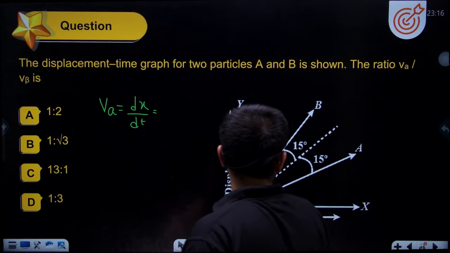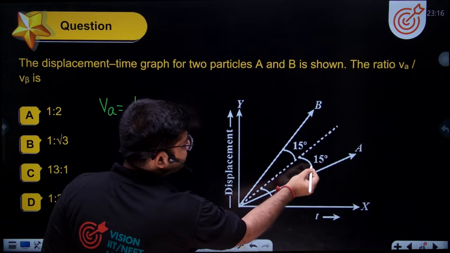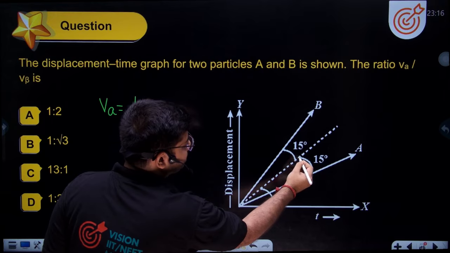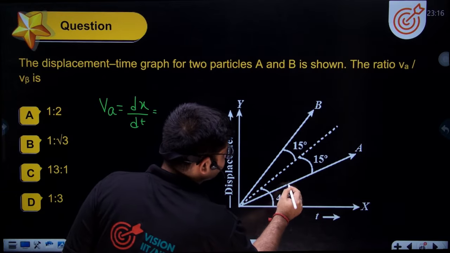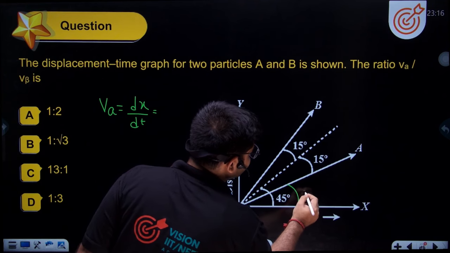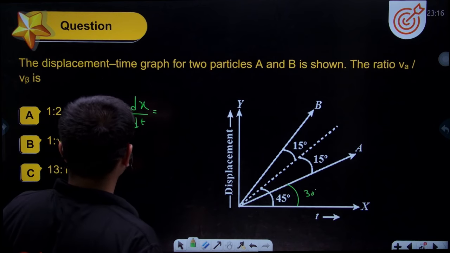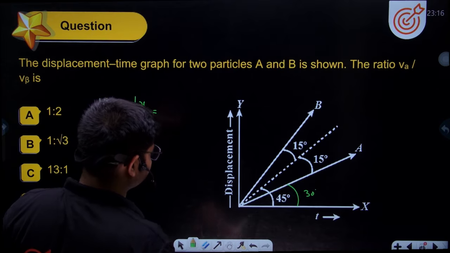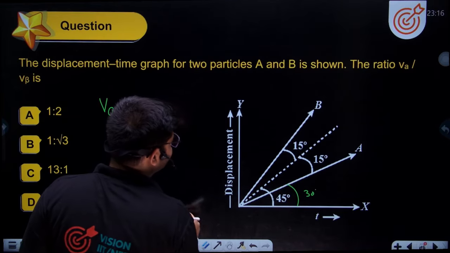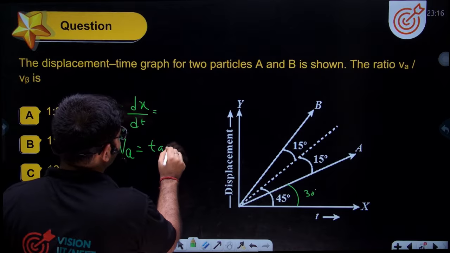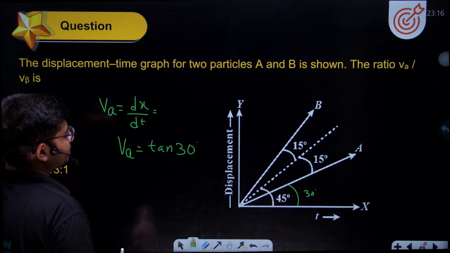So how much is this angle? If this total angle is 45 degrees, and this is 15 degrees, then this is 45 minus 15. So this angle is nothing but 30 degrees. So VA is going to be nothing but tan 30, because slope is nothing but tan of the angle.